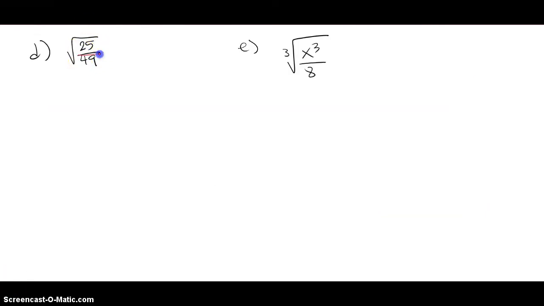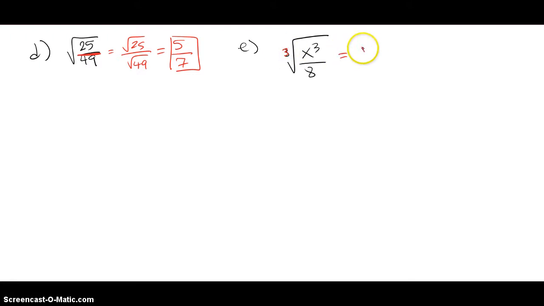Here I have a division. I'm going to split it into two pieces. Square root of 25 over square root of 49. Top pops out a 5. Bottom pops out a 7. And we're done.